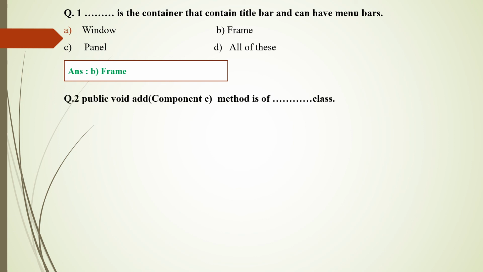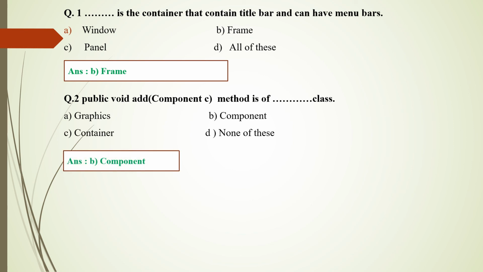Next question: public void add method is of dash dash class. The options are graphics, component, container, none of this. The answer is component. The public void add method is of the Component class.